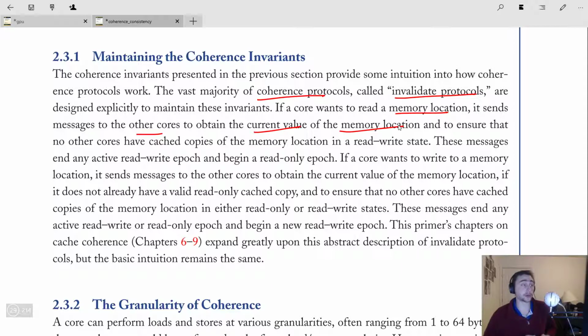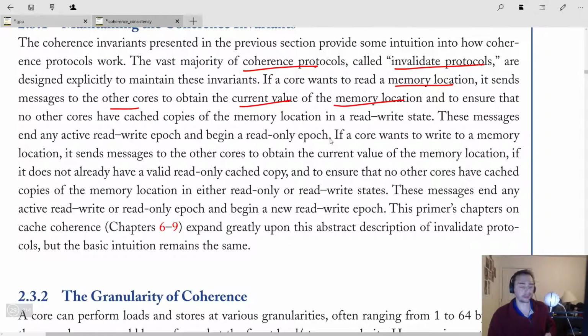Because the other cores could have been a writer, right? And in that case, memory is going to be stale because the most recent value is actually in somebody else's cache. So what I should do is ask everybody, hey, do you have a more recent value? If nobody replies, then I've got to go to memory and fetch it, because that means that the memory has the most recent value. If not, I have to be able to get it from the cache. Okay, so that's what that means.